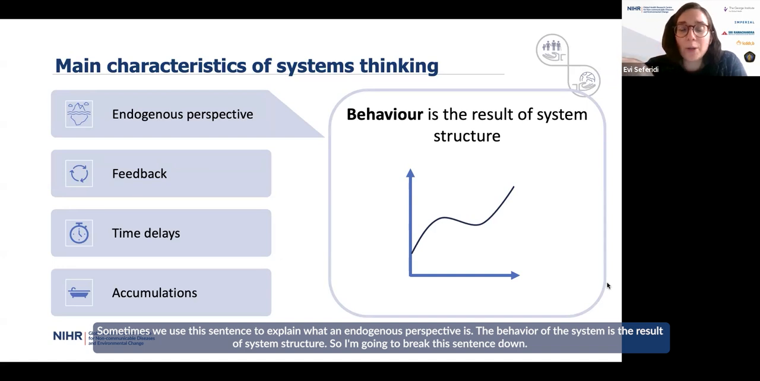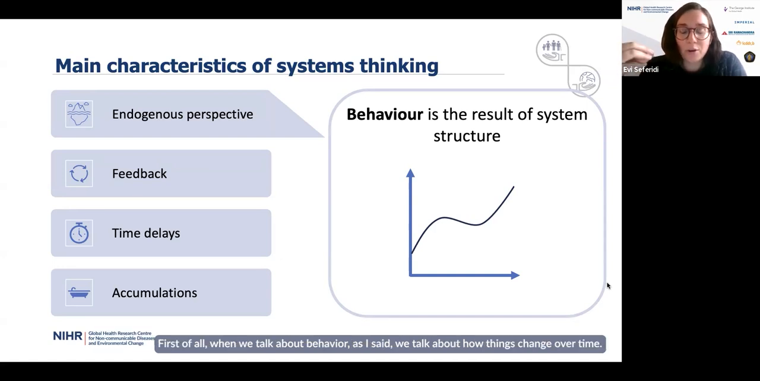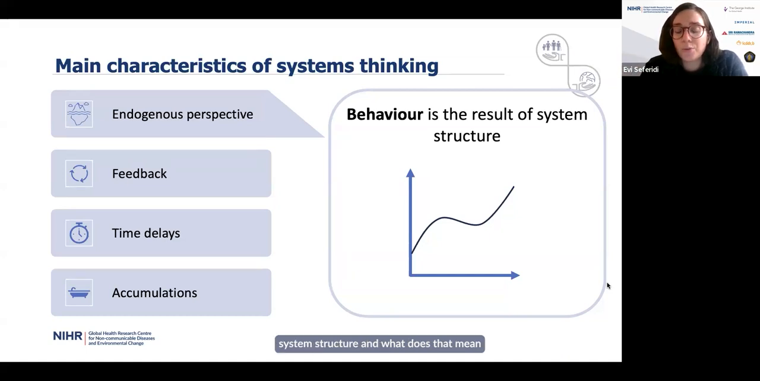First of all, when we talk about behavior, as I said, we talk about how things change over time. So in order to understand how things change over time, we assume that the way things change over time is because of how the system is structured. And what does that mean?